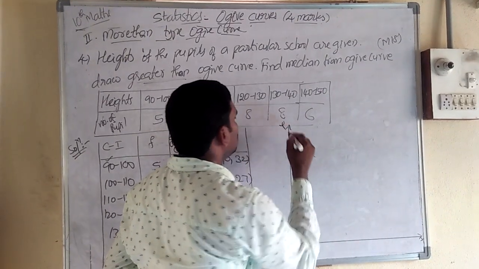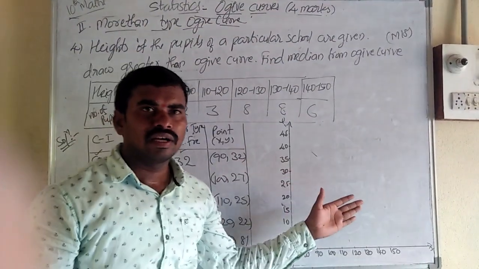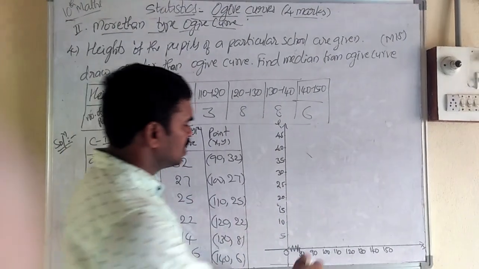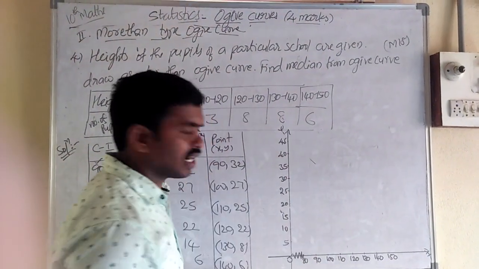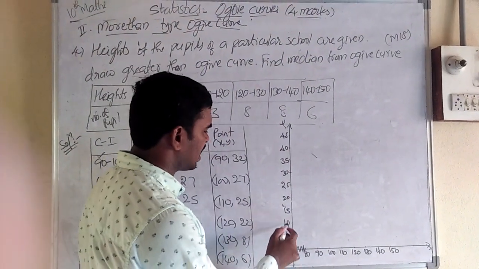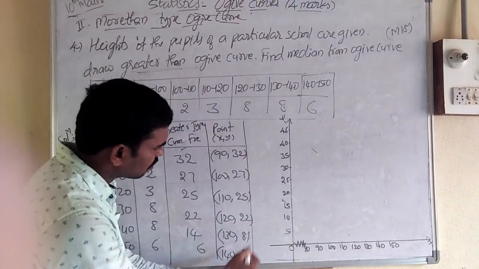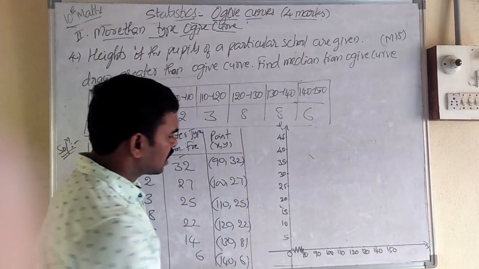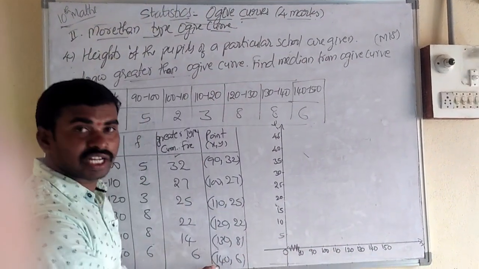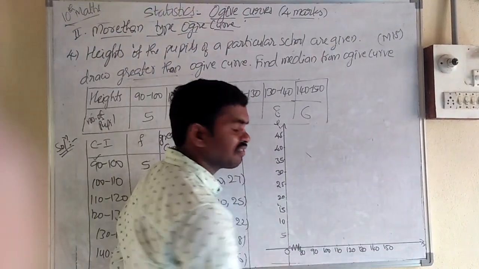So I am taking values. I have taken graph sheet. So x-axis, y-axis. On the graph sheet I have taken the points on y-axis 5, 10, 15, 20, 25. 5 units I have taken because the values are up to 32 only. But on x-axis the values up to 140 are there. Here graph sheet is not sufficient.